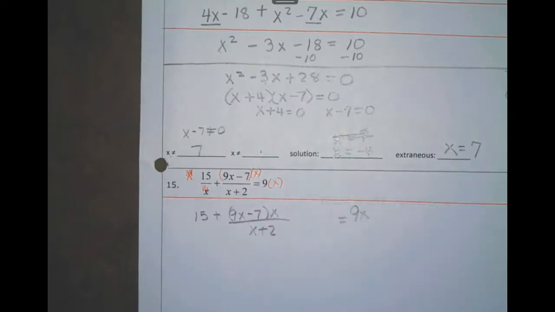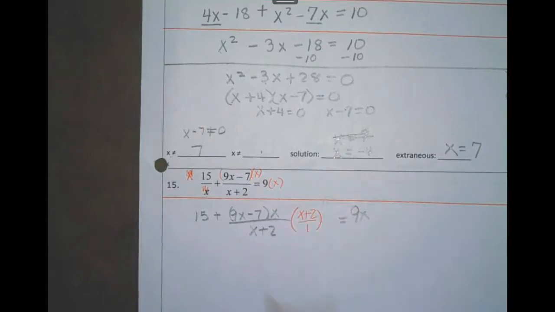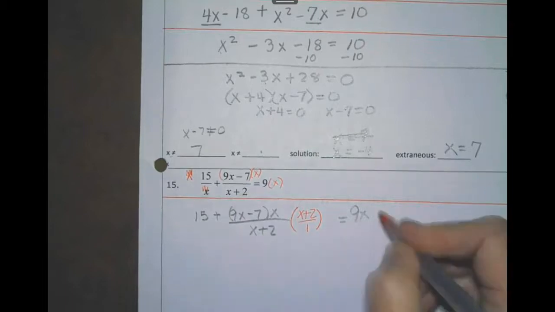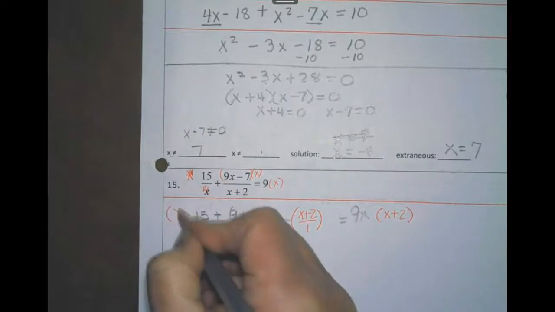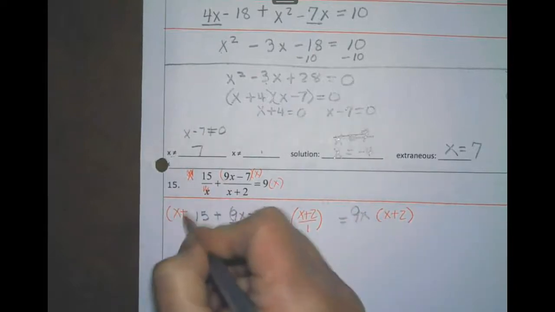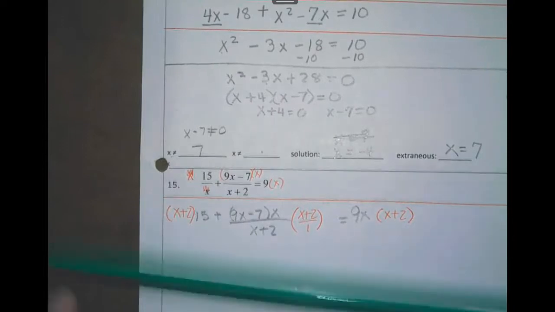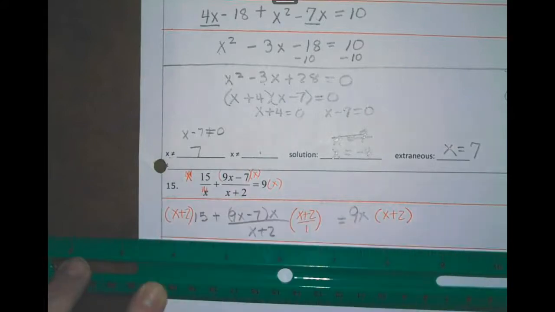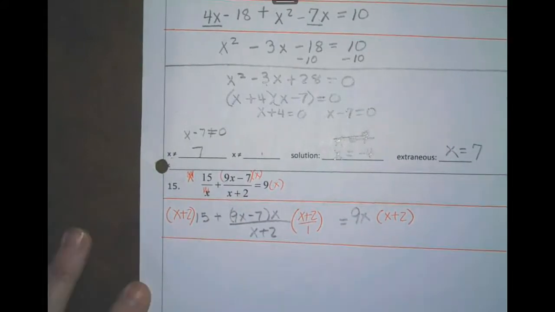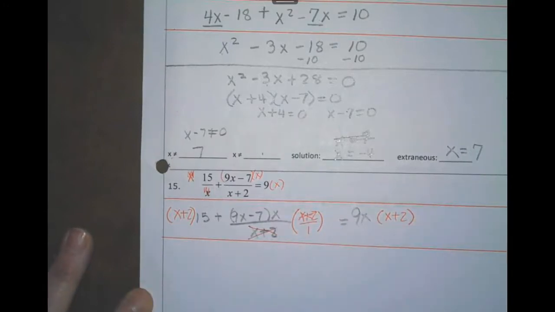I left a space there because I'm going to have to come back and multiply to cancel out that denominator. If I multiply this term by x plus 2, I have to multiply this term by x plus 2. I said x over 2, but I meant x plus 2. And so I have to multiply everything by x plus 2. I do that in order to cancel out the x plus 2's.